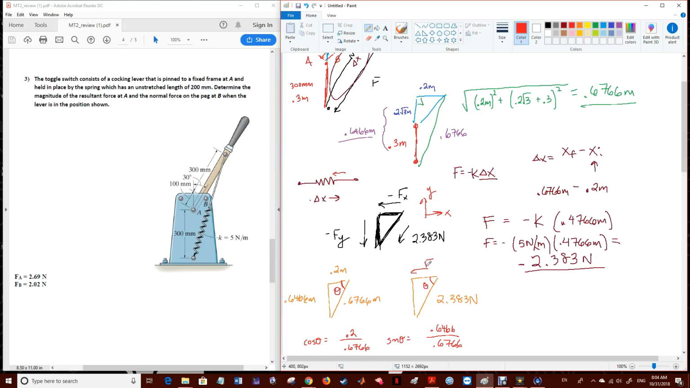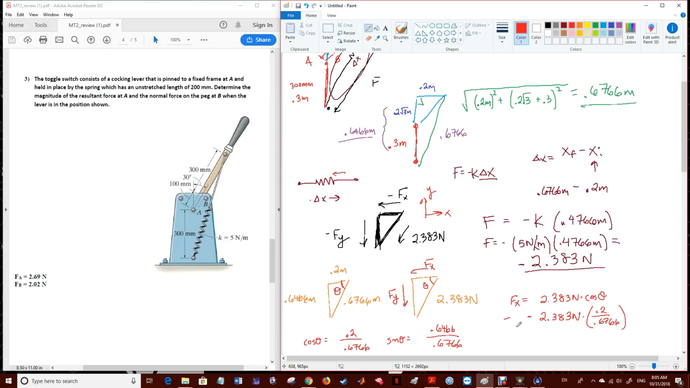So I have some force x in this direction, which I know is negative. I have some force y, which is negative as well. I could figure out that the x component of the force due to the spring will be 2.383 newtons times cosine of theta, and the cosine of theta will be equal to this value. So I'll find that numerically. I'm multiplying the 2.383 newtons by 0.2 divided by 0.6766, and remember to include the negative because we want the positive x to be the positive direction.